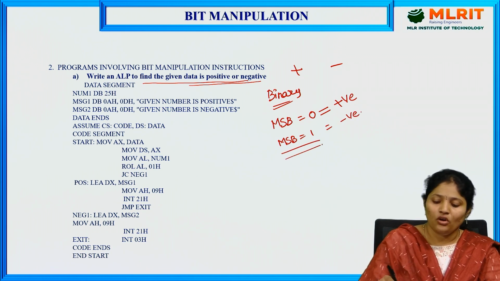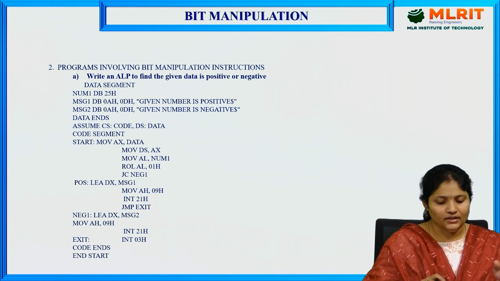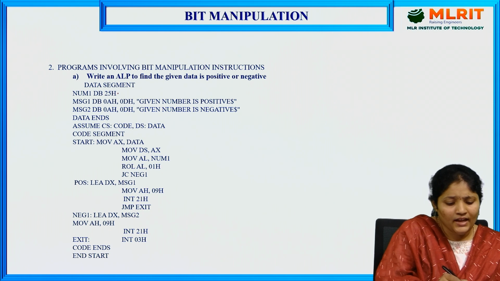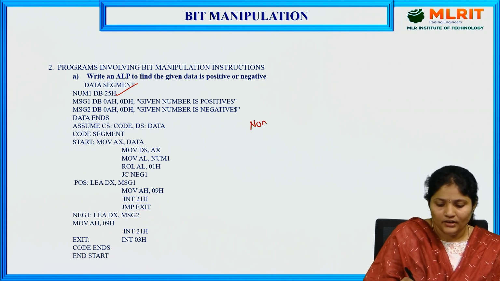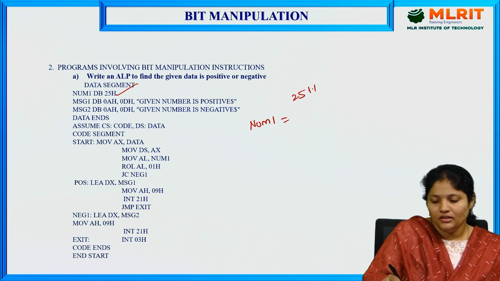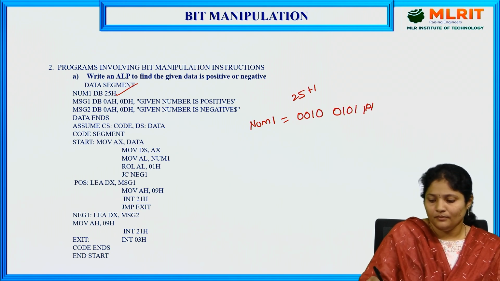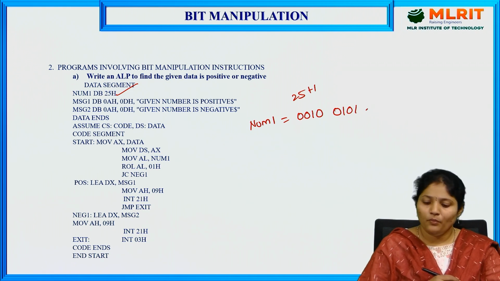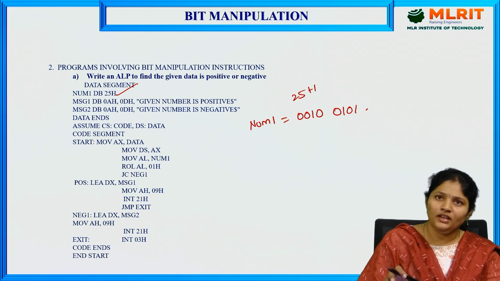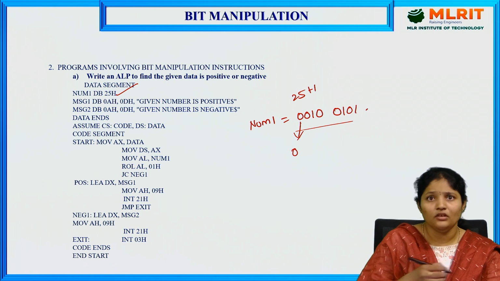Based upon this logic, I have already written the program to find out a positive or negative number. Let us see. In this one, I have taken 25. How can we write the hexadecimal number 25 in binary? We can write 25 in binary as 0010 0101. We need to find out whether the given number is positive or negative. By simply looking at the number here, you can directly say that the most significant bit is a 0, so it is a positive number.